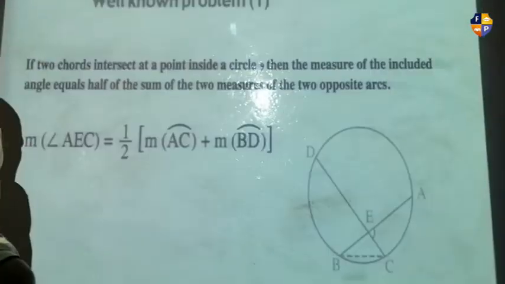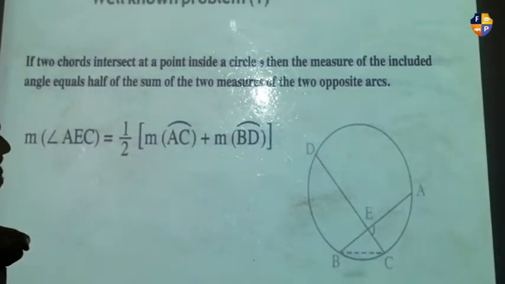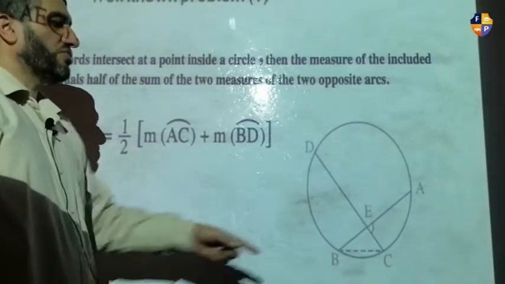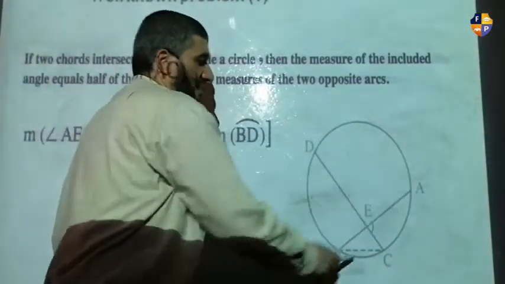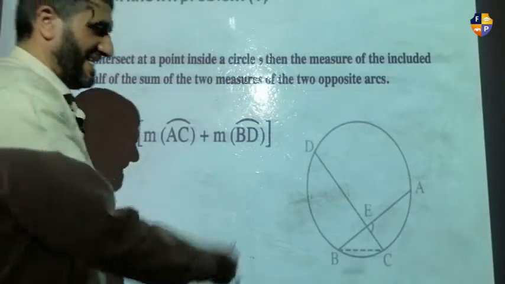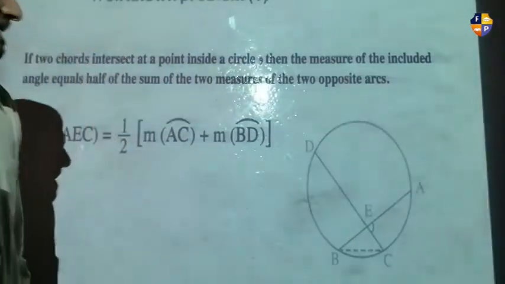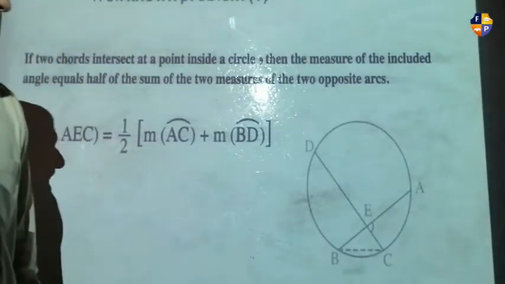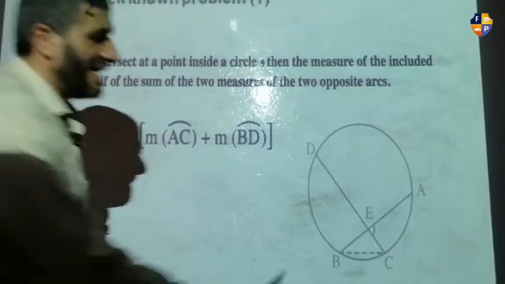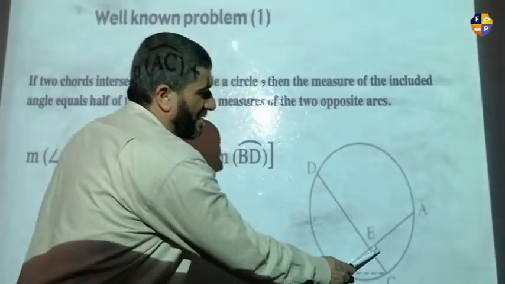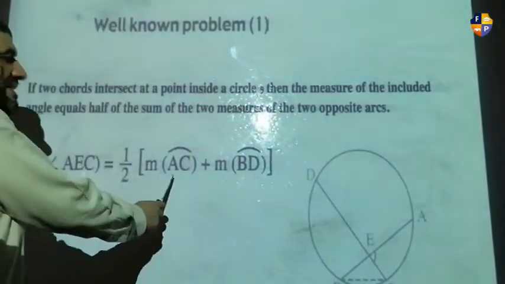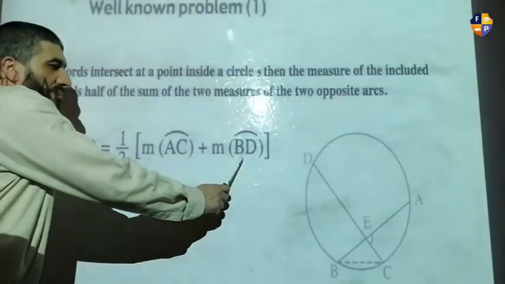Okay, well-known problems, number one. If two chords intersect inside the circle at E, then the angle between the two chords, angle AEC, equals half the sum of the two arcs AC and BD.